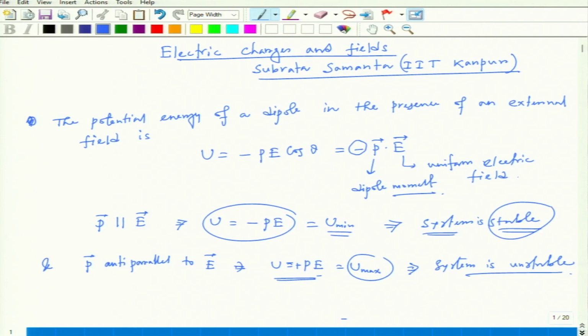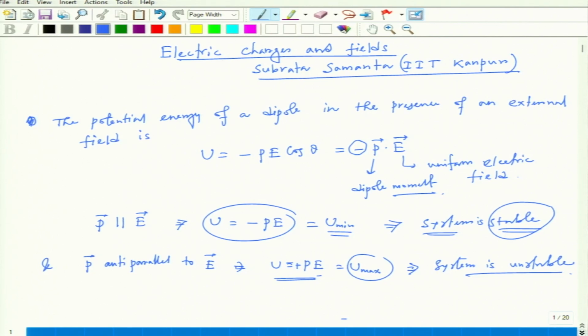And the intermediate concept is torque. A torque is applied to the dipole, which rotates the dipole and tries to align it with the electric field, such that the potential energy is minimum and the system is stable.